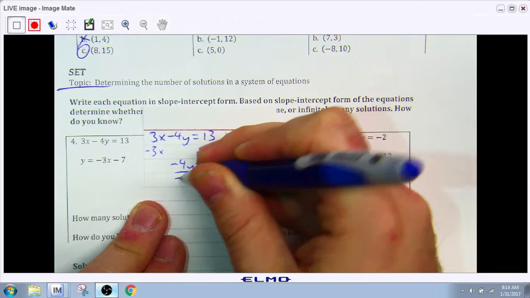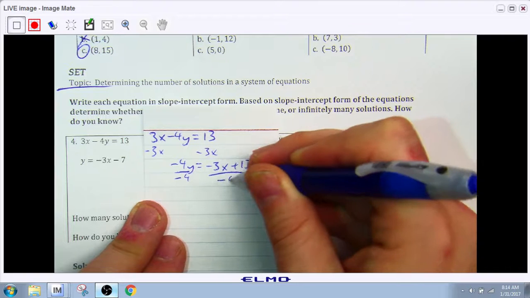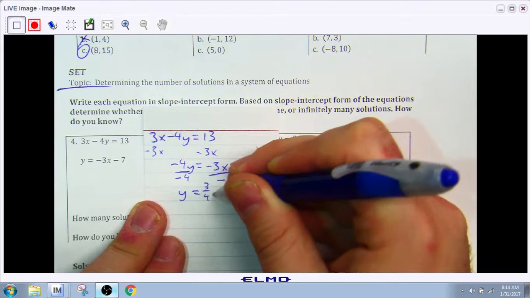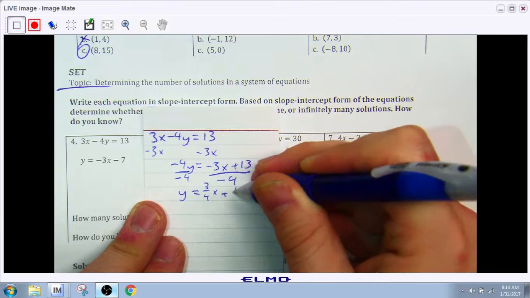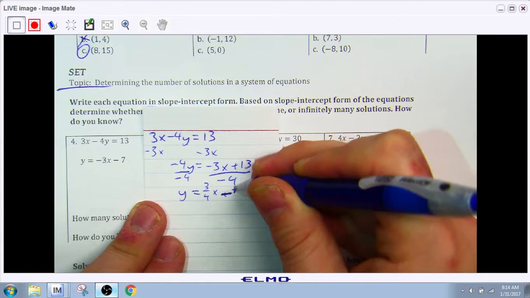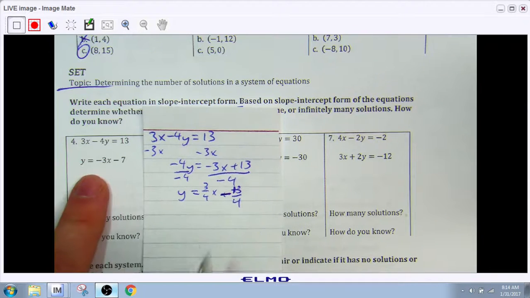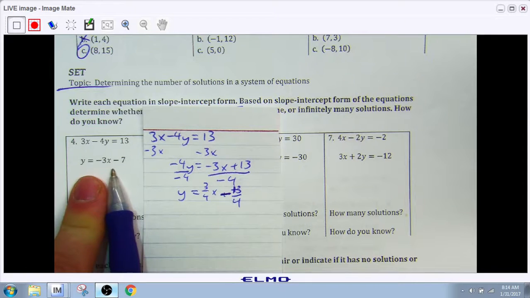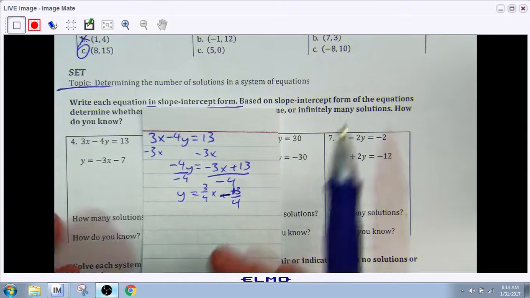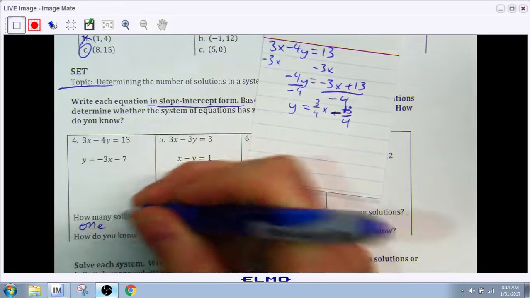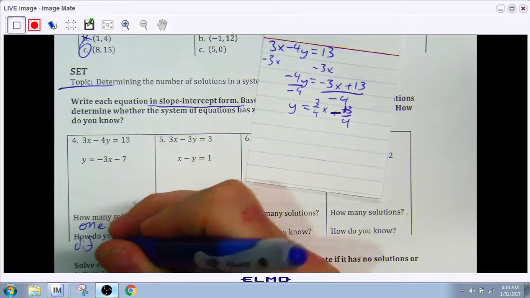I will divide by negative 4, giving me y equals 3/4 x plus, or I'm sorry, minus 13/4. Okay, and then I compare this to this equation here. This has a negative 3 slope. This has a 3/4 slope. I have different slopes, so that's enough for me to say that there is one solution because they have different slopes.